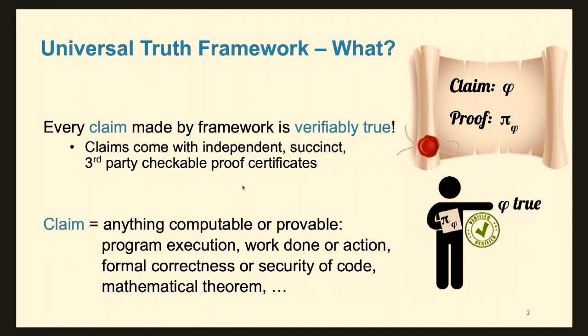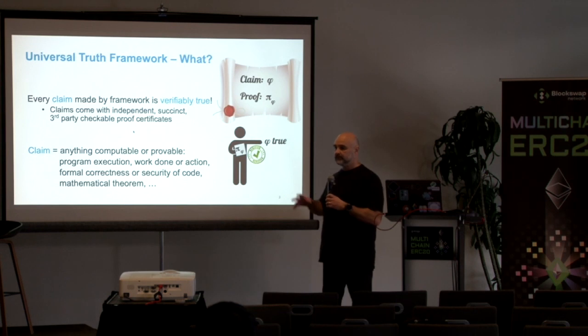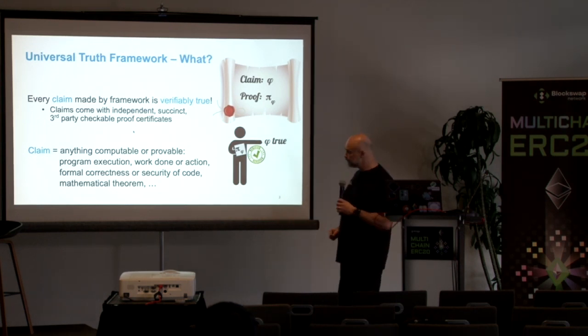And how is that done? Well, the claims will come with independent and succinct certificates, which are third-party checkable. So if Runtime Verification makes a claim and says, hey, this token is a correct ERC20 implementation, you don't have to trust us. You just take it and check it yourself.